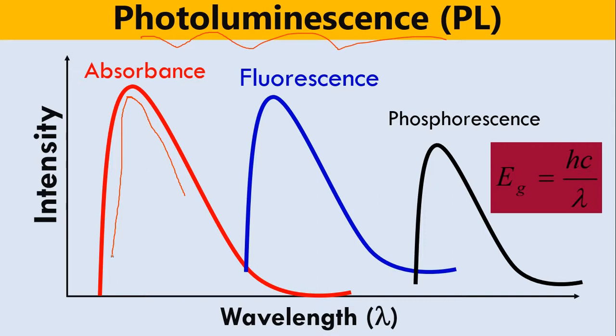Now, I explained in my first video that the photoluminescence peaks are shifted to a higher wavelength. So this blue peak is fluorescence and this black one is phosphorescence. We can see the shift in wavelength, and this shift we call the Stokes shift. Why does this shift occur, and how do we know which peak is from fluorescence and which is from phosphorescence? In this video I will make it very easy.